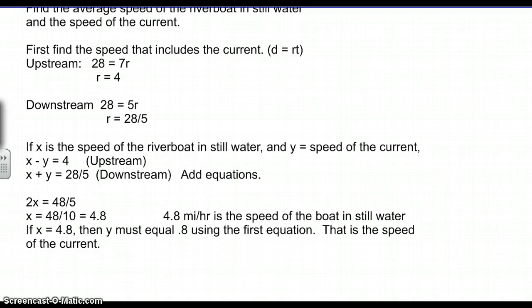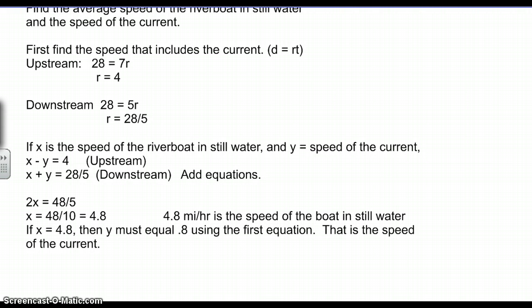If we set x equal to the speed of the riverboat in still water and y equal to the speed of the current, then when you go upstream, x minus y, the speed of the boat minus the current equals 4, the actual rate that it traveled when you measured or observed the boat. In the second one, we're going to look at downstream, and when you go downstream, the current's helping you, so x plus y equals 28/5. We're going to add the equations. That will eliminate the y's, and we can solve for x. So 2x equals 48/5. Remember, 4 is 20/5. So x equals 48 divided by 10, or 4.8.